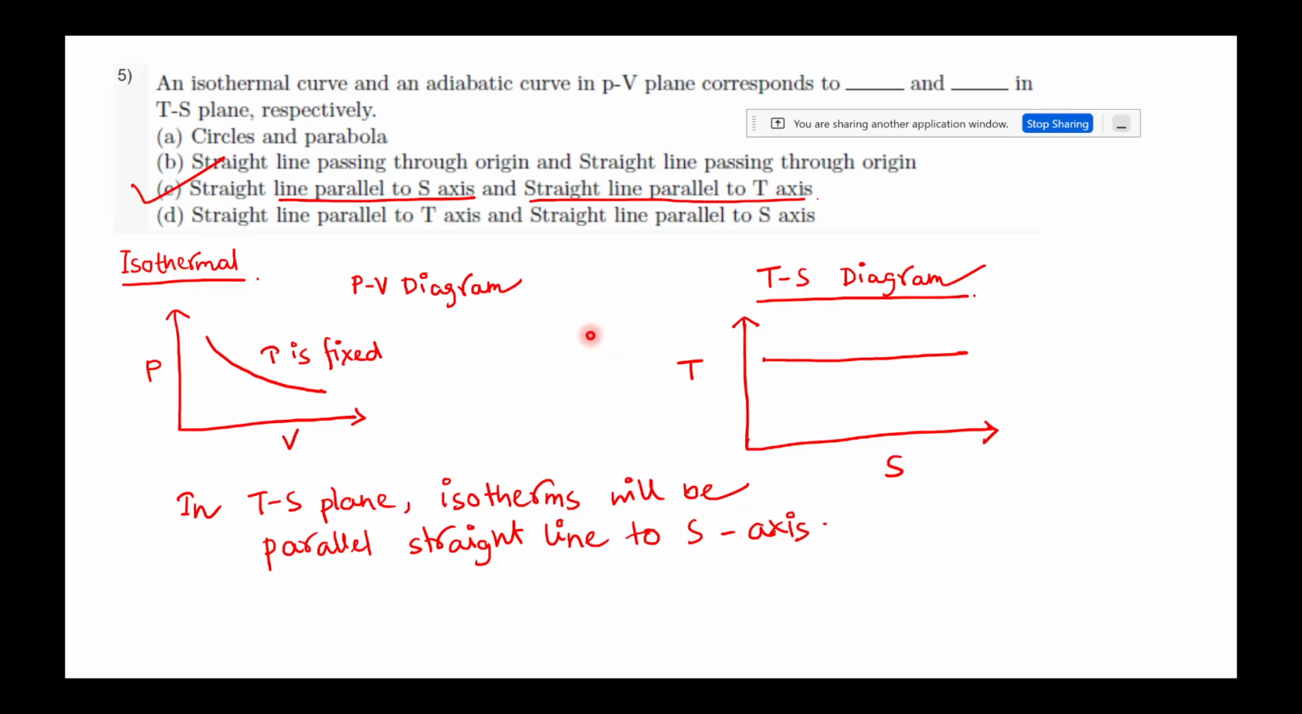The question says how an isothermal curve and adiabatic curve will look in the TS plane. For the isothermal curve in the PV diagram, it will be like this. Isothermal means the temperature is fixed. For the TS diagram, since temperature is fixed, the curve will correspond to a certain value of temperature. That's why it is parallel to the S axis. That's why I have written that the isothermal will be a parallel straight line to the S axis. For different values of entropy, it will give you the same temperature. That's why it is isothermal.